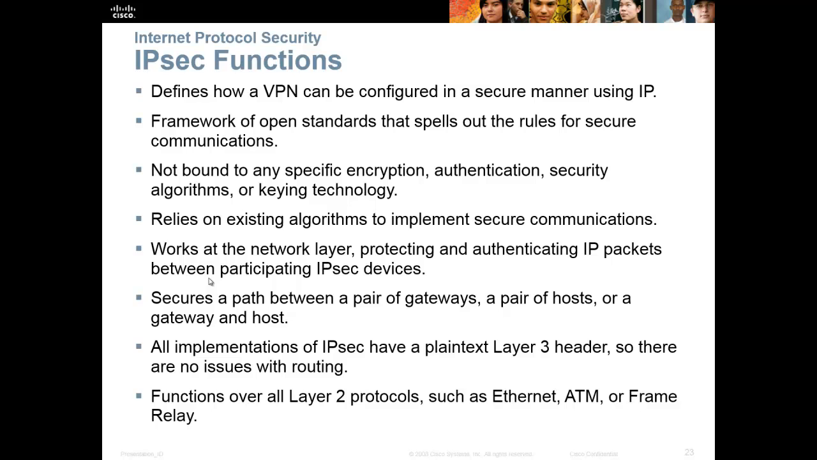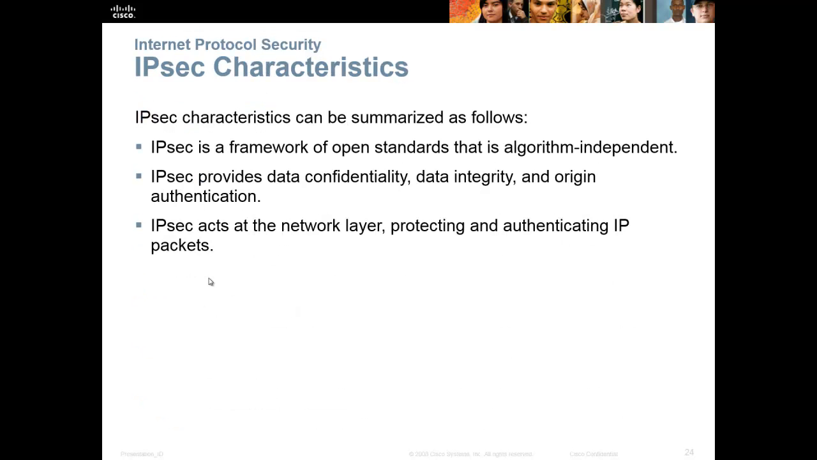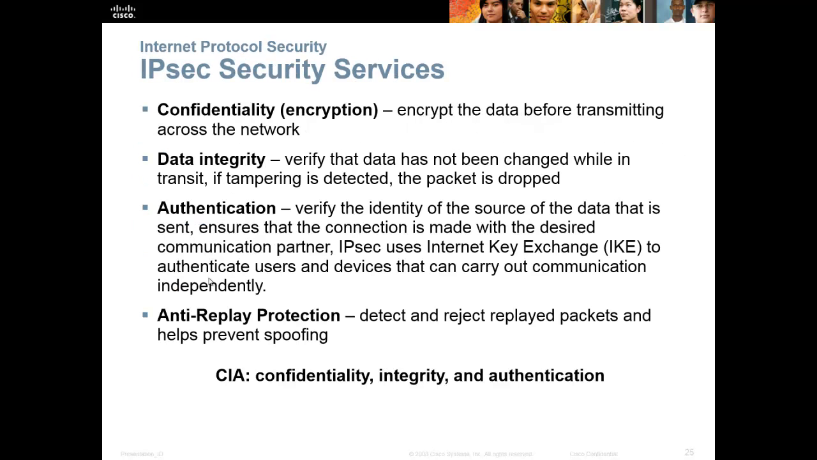All right, characteristics: open standards. Algorithm independent, so it can use a bunch of different ones, Diffie-Hellman, whatever it wants to use. IPsec provides confidentiality, integrity, and authentication, which is CIA. So when you see CIA, as far as we're talking about security, they're talking about confidentiality, integrity, and authentication. And then it acts at the network layer, protecting and authenticating the IP packet. So again, confidentiality, integrity, authentication, and then anti-replay, so CIA.